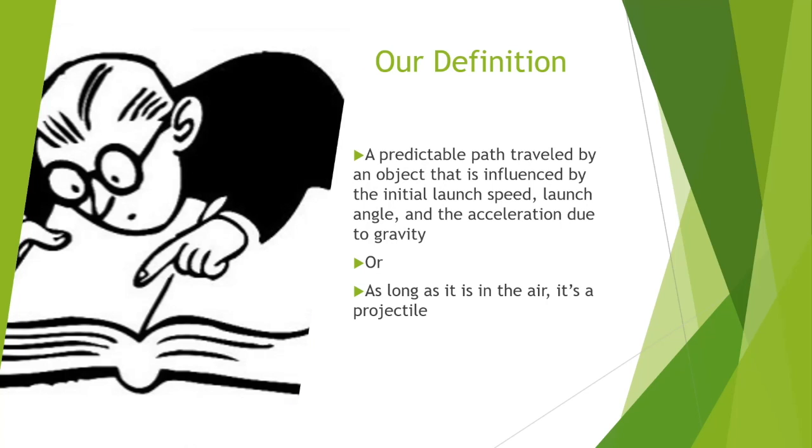Our definition that we came up with for projectile motion is that it is a predictable path traveled by an object that is influenced by the initial launch speed, launch angle, and the acceleration due to gravity, or as long as it is in the air, it is considered a projectile.